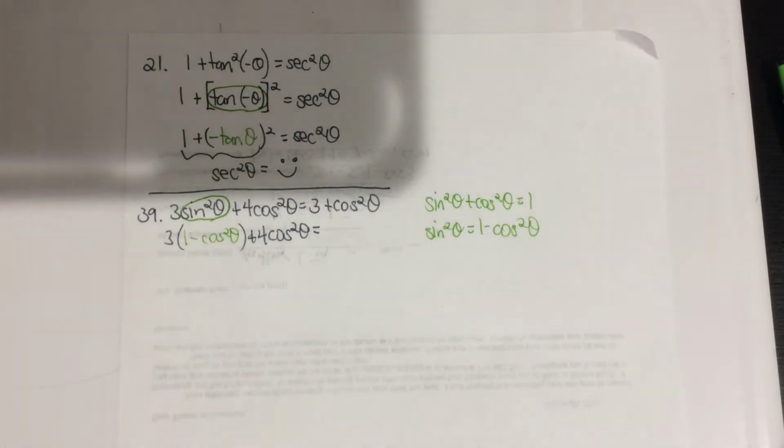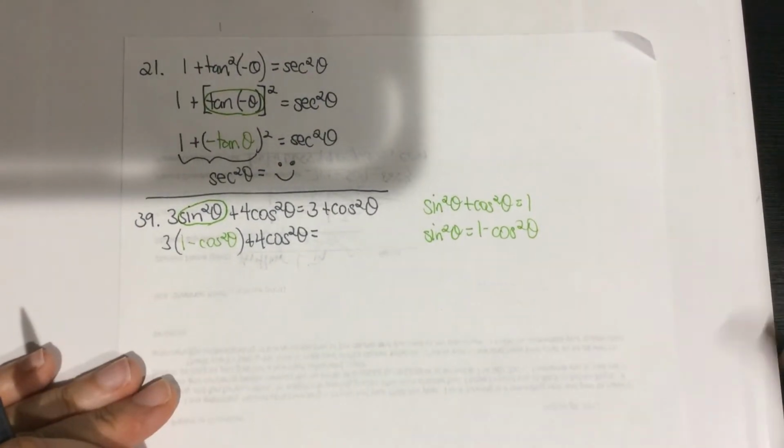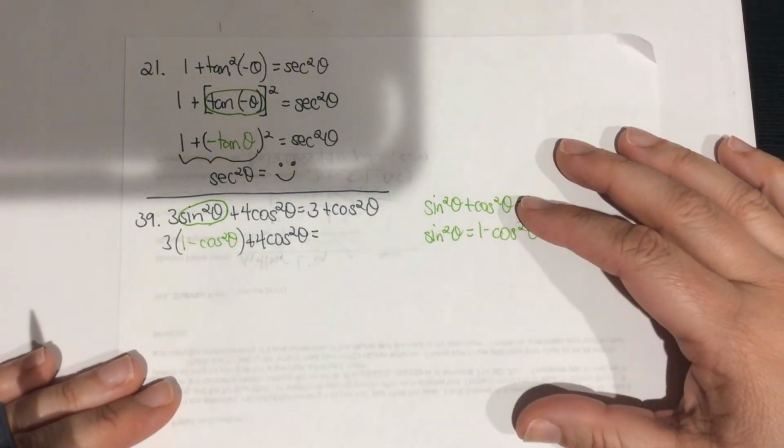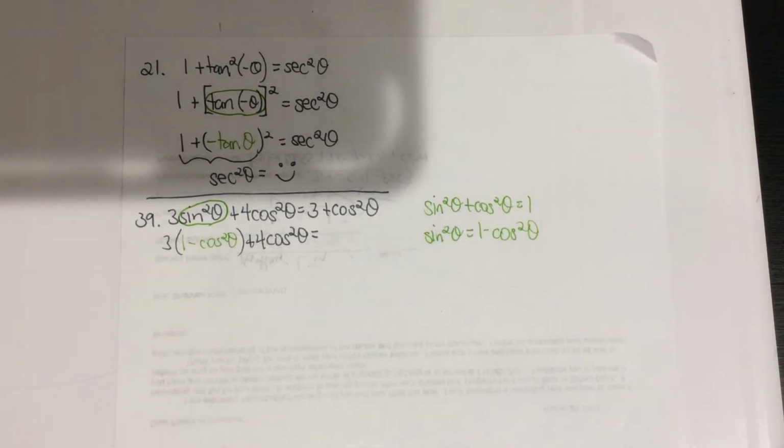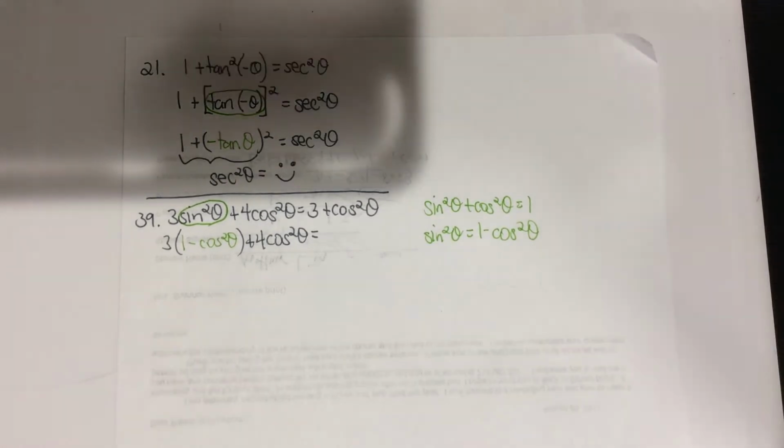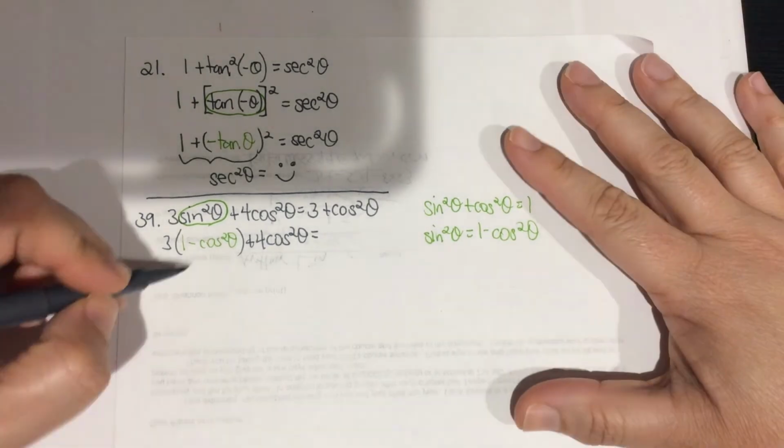I'm not working the right side. I'm picking one side, and I am only working that side. So take a second and think about what I'm going to do next. I'll give you a hint. It's a D word. Okay, so I'm going to distribute the 3.